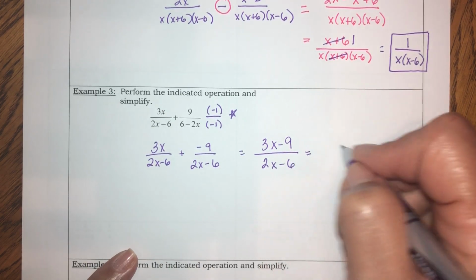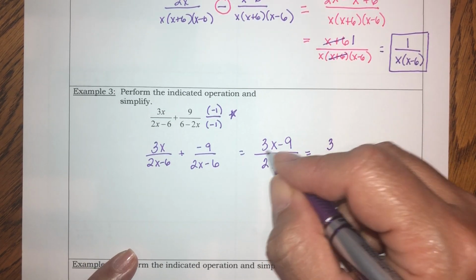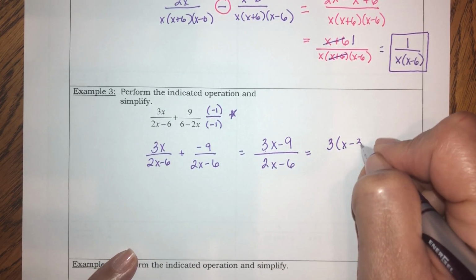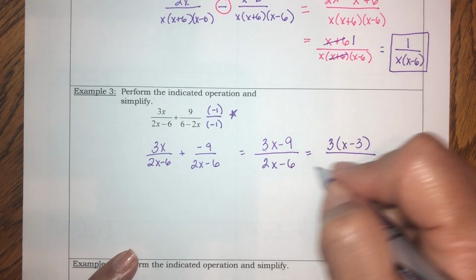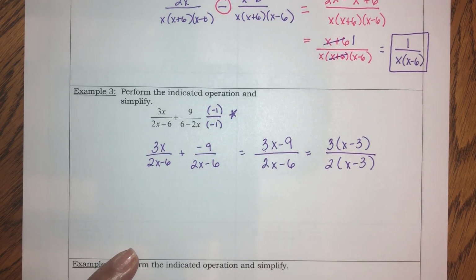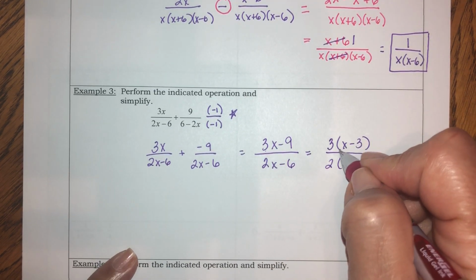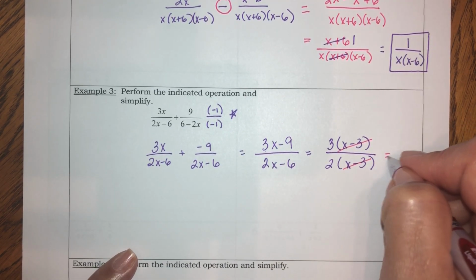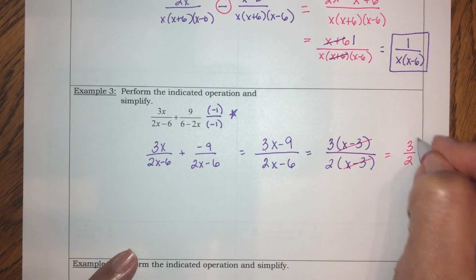So when you factor up top, you can GCF factor out a 3, leaving you with x minus 3. And on the bottom, you can factor out a 2, leaving you with x minus 3. So what does that mean? That means you do have something else to cancel. The x minus 3's can go. Final answer to this problem would be 3 over 2.